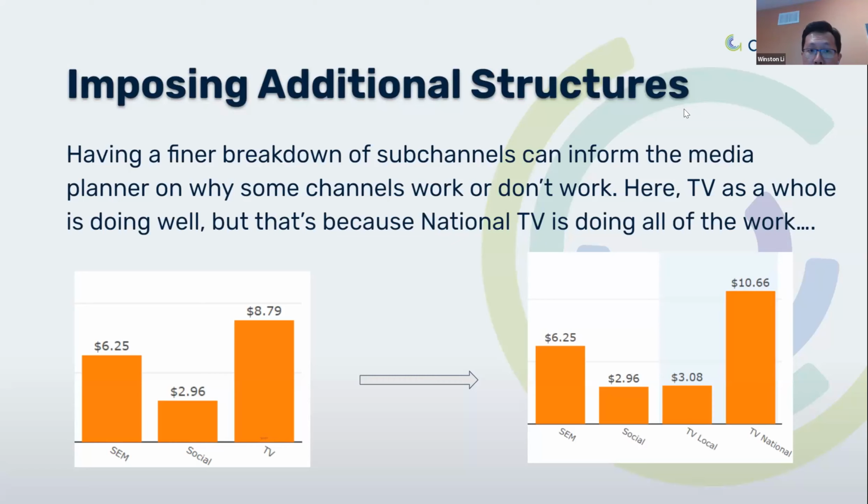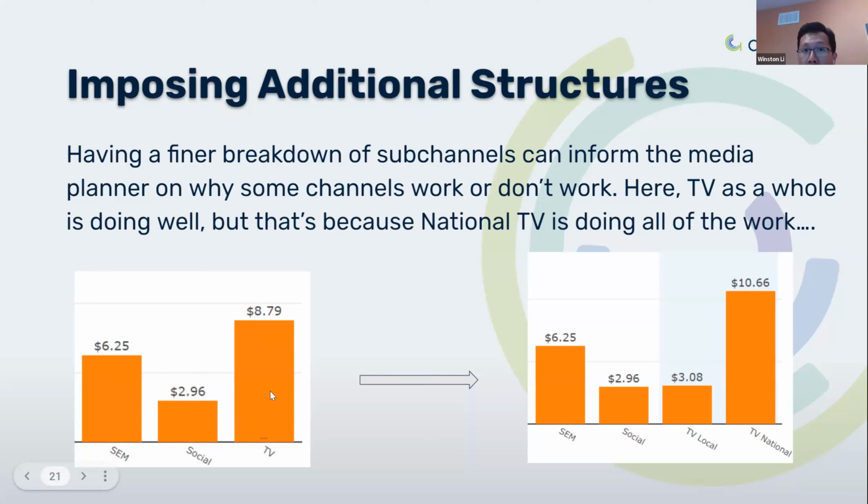So here we're giving you an example. We've got three channels here: search, social, and TV. Each of them has its returns. You can see search is doing pretty well. $1 in, $6.25 back.